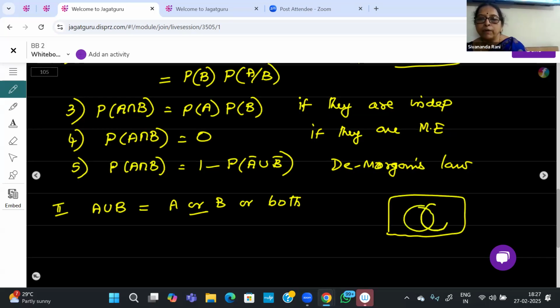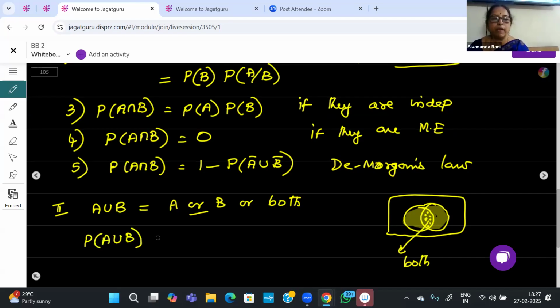Think of union. Can I shade and show you? Union depicts this portion, right? Think of the portions that it comprises. It has this portion. What is this portion? Both. Both is there in union, right? So A union B is A or B or both. That is also there, right?